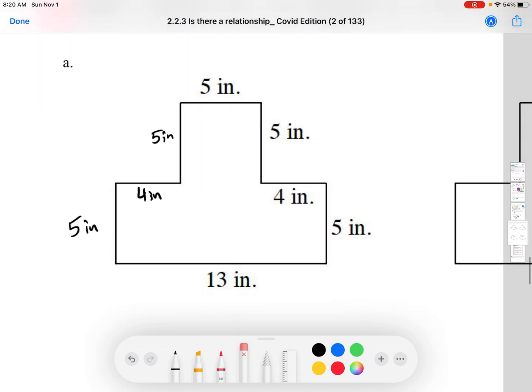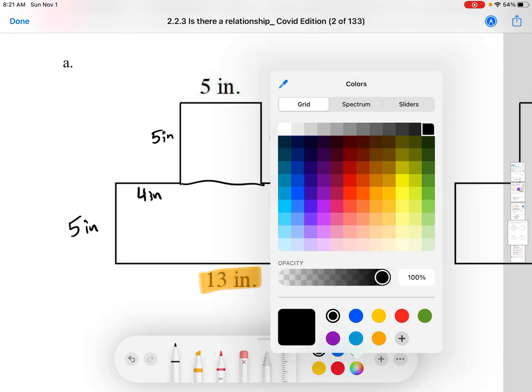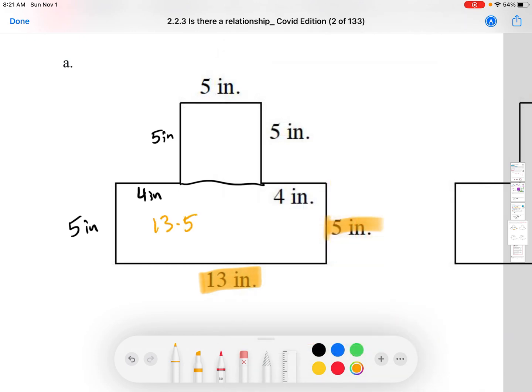Now when I'm looking at this, one way to do this is to break this down into smaller rectangles. So I'll break it down like this. I'm looking at this bottom rectangle, and what I notice is that it's 13 by 5. So I'm going to multiply those two sides, 13 times 5, to get the square inches of this bottom rectangle. That's this whole thing right here, and I'm leaving white space to write on. 13 times 5 will be 5, we'll carry that 1, and that will be 65. 65 what? Square inches.